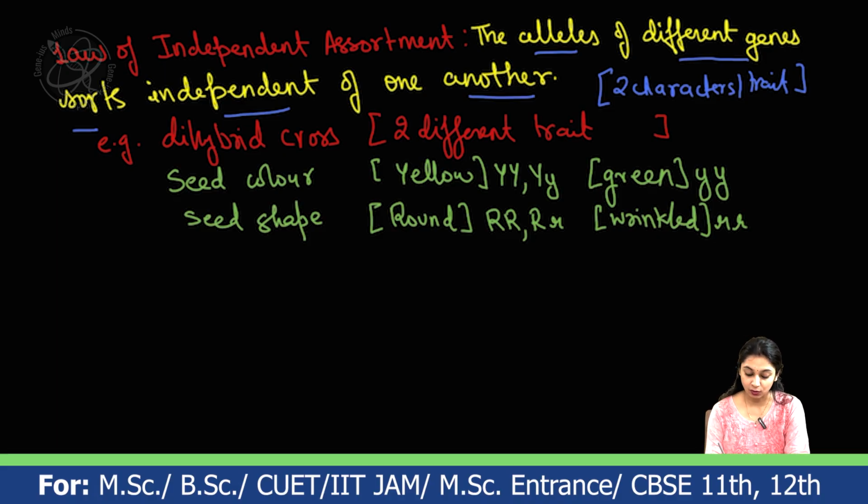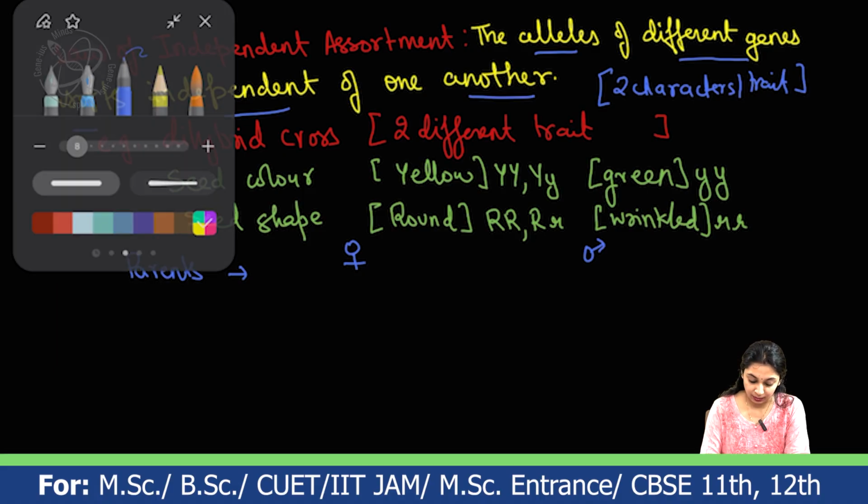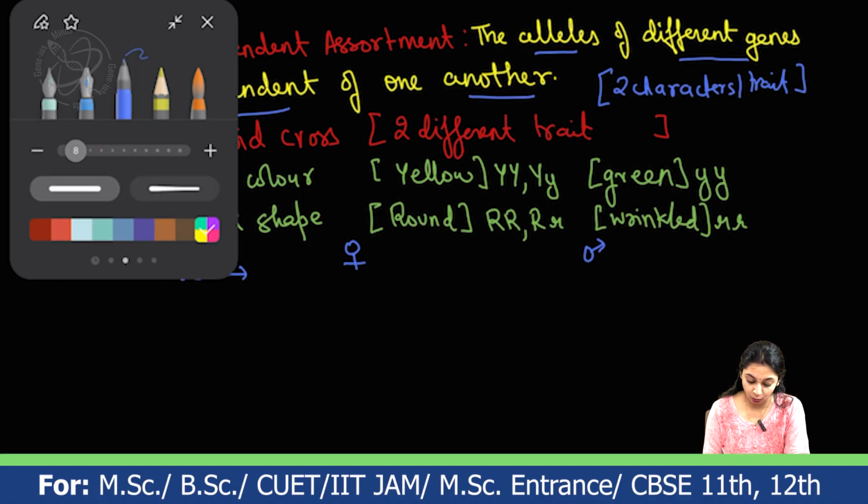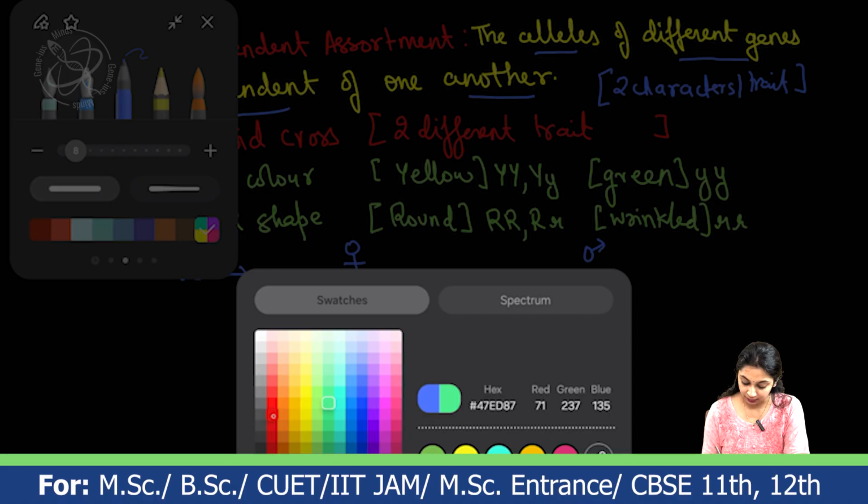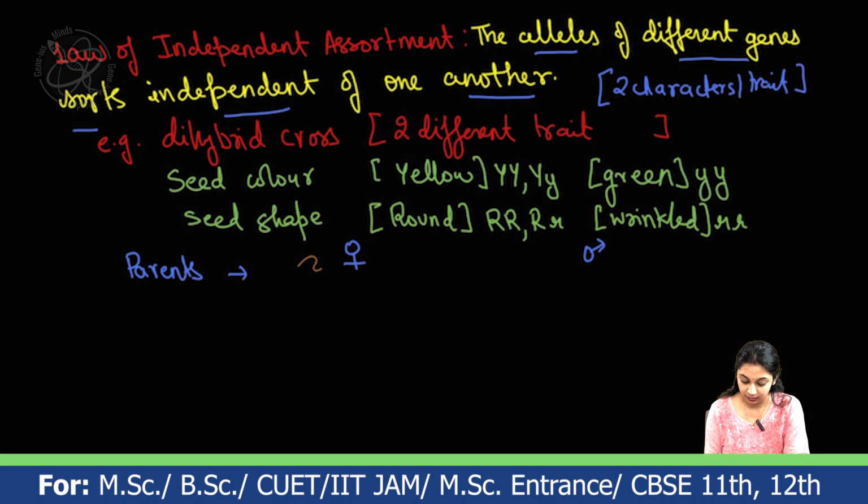It is represented as small r. Now let's start this cross. The very basic things we require are the parents, female and male. Then the genotype. According to Mendel, we have to take the pure line of gene. So we write down the genotype, capital R capital Y, and small r small y. When we write down the phenotype, it will be round yellow, and here it will be wrinkled green.